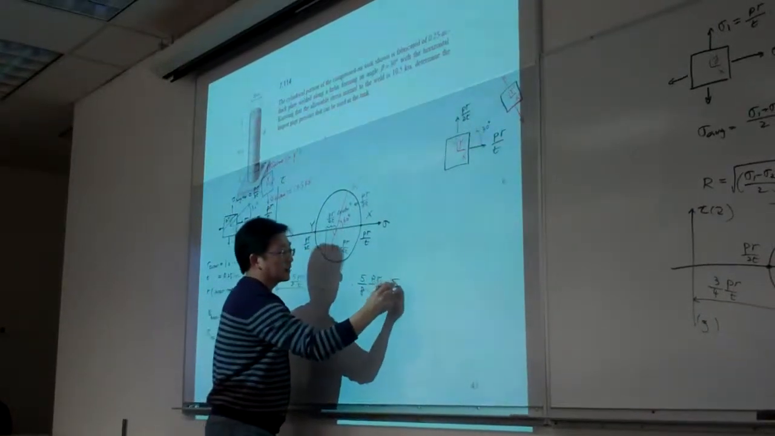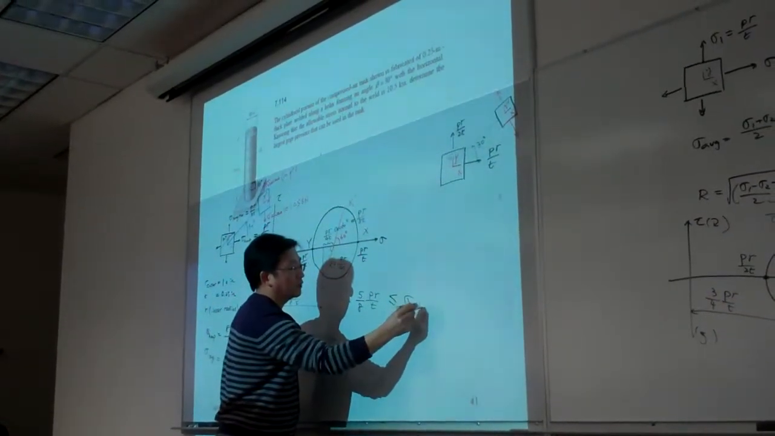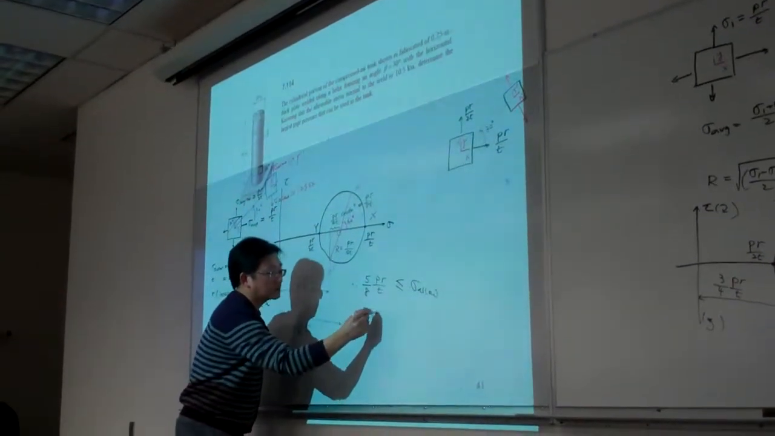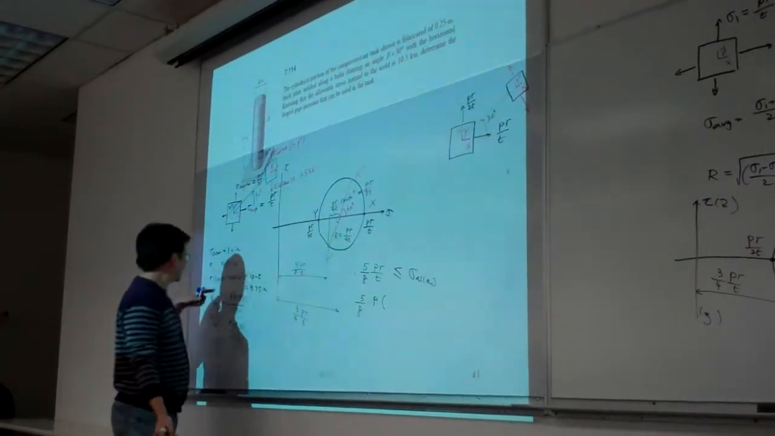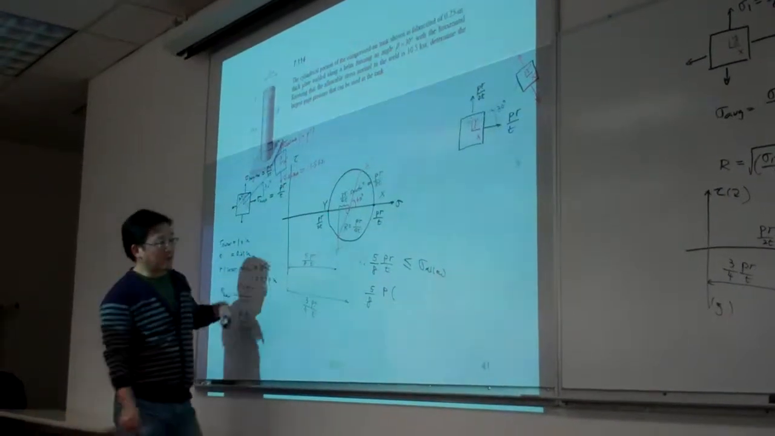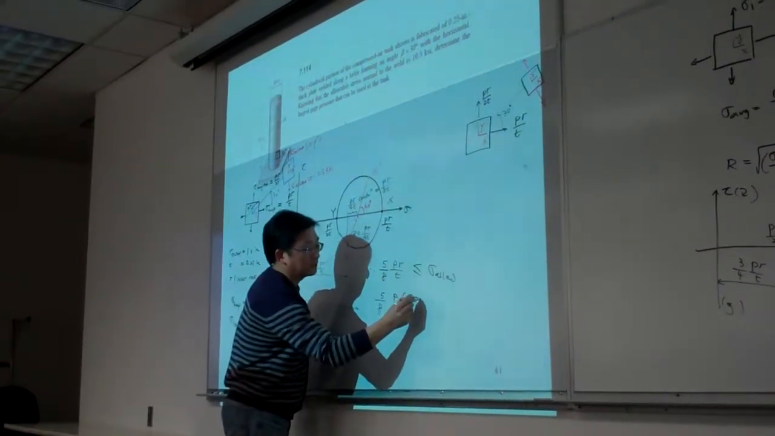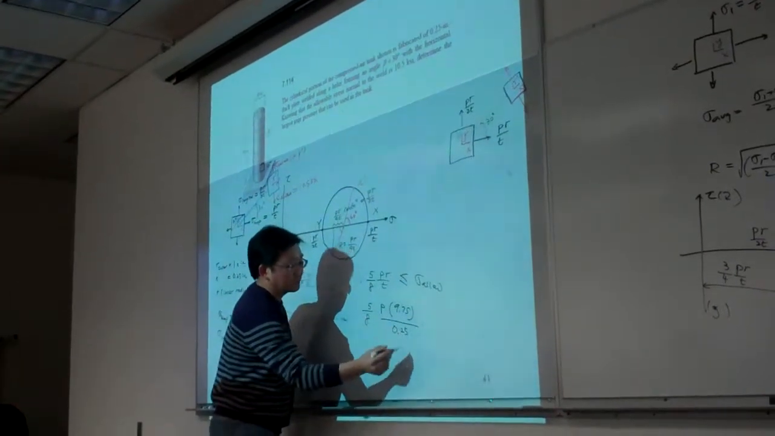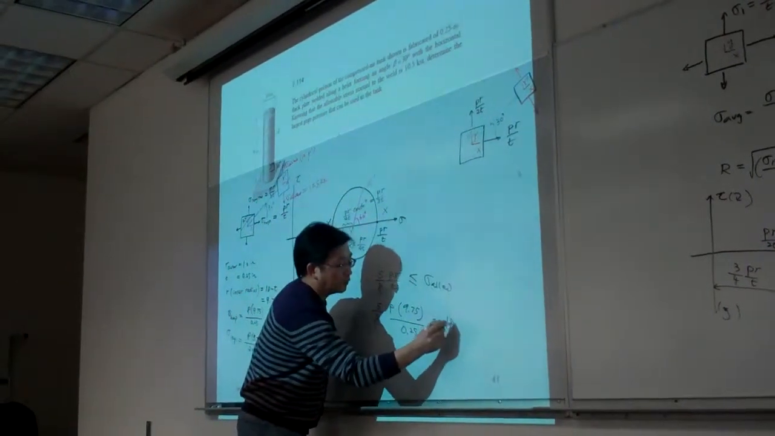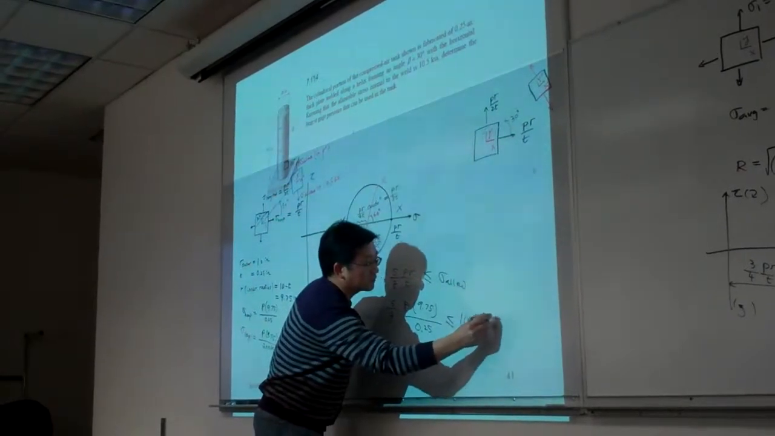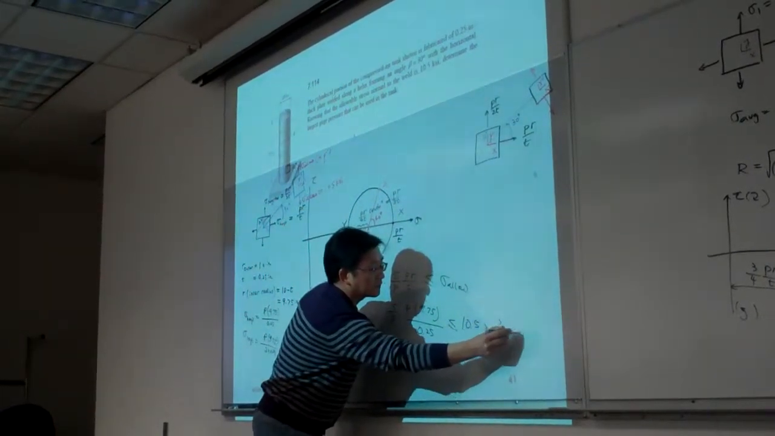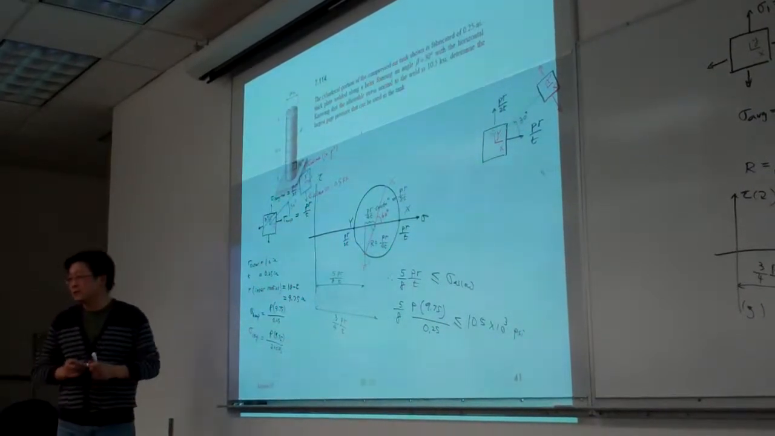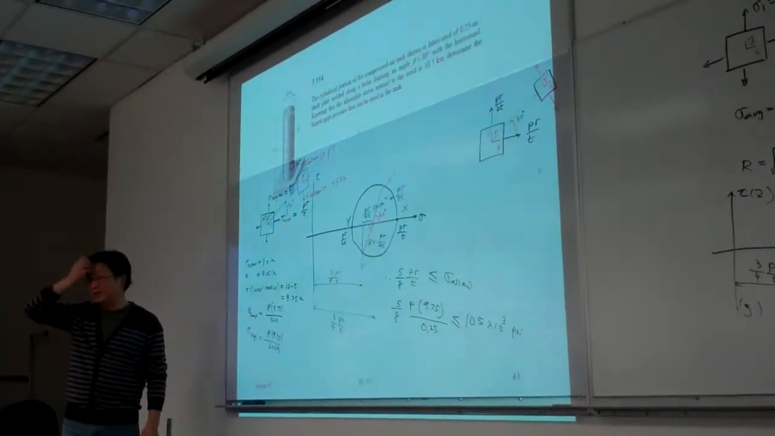P is less than or equal to the allowable. So we simply plug in the numbers: 5/8 times P times R, which is 9.75, and thickness is 0.25, less than or equal to 10.510 times 10 to the 3 psi. So from here we should be able to calculate P. I don't have the numbers, so I just leave it here.